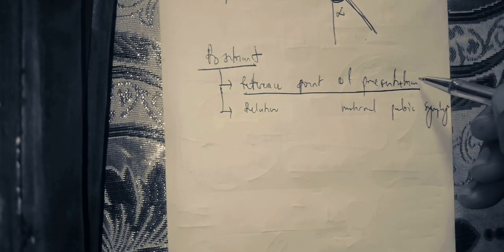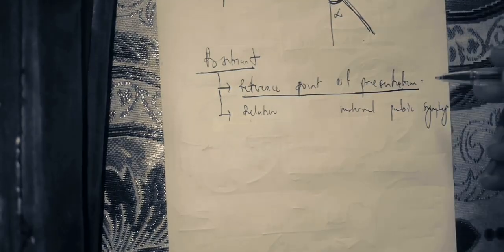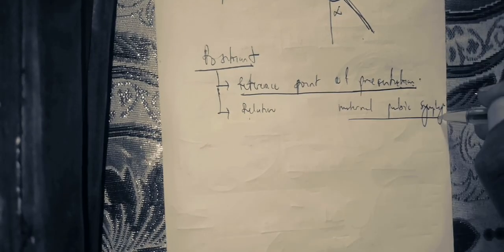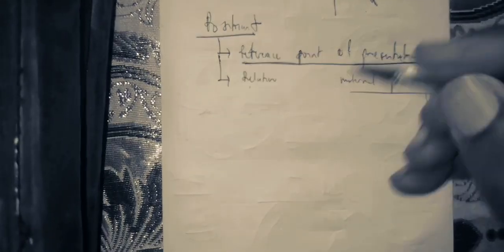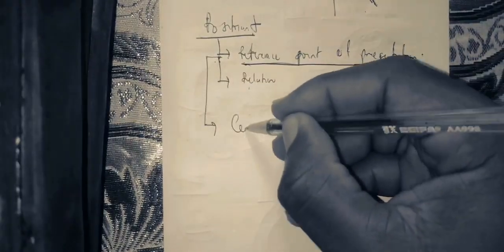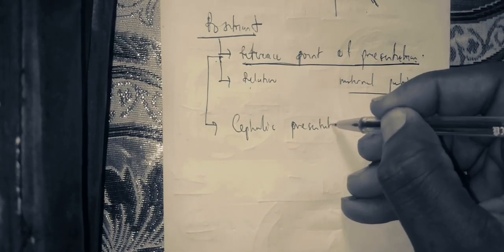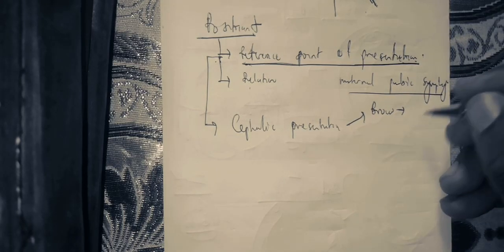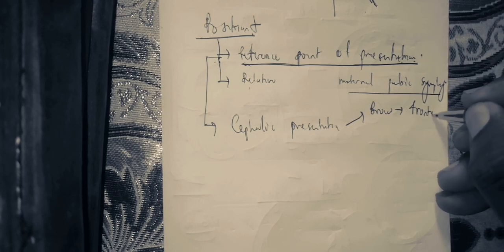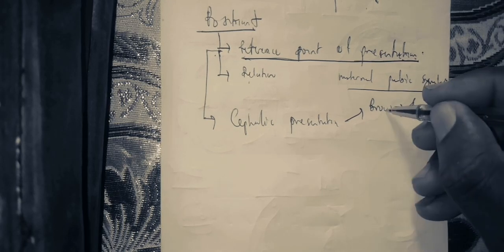It is the relation of the reference point of the presenting part as compared to the maternal pubic symphysis. So what do we mean by that? What is actually the reference point of the presenting part? If you have a cephalic presentation, and in that cephalic presentation it is a brow presentation, the reference point is the frontal bone.